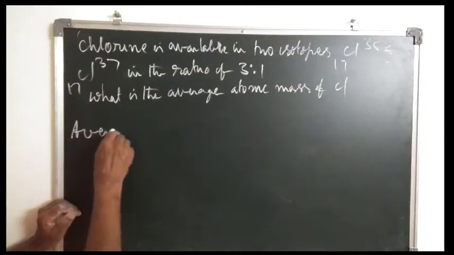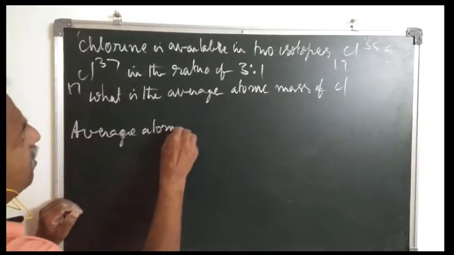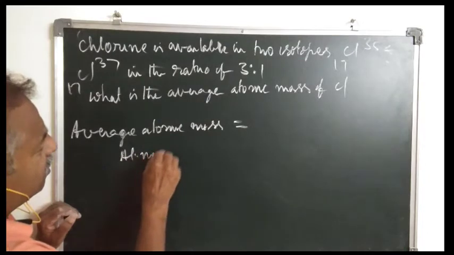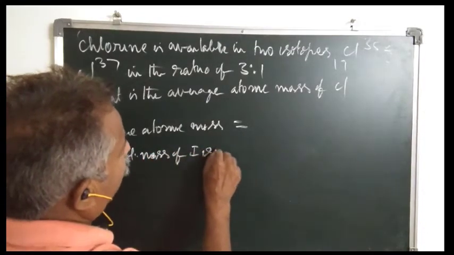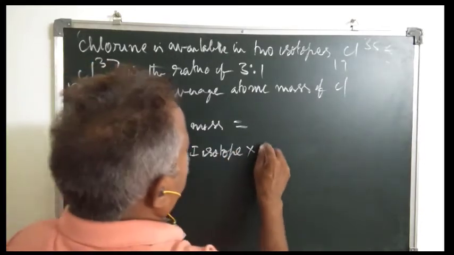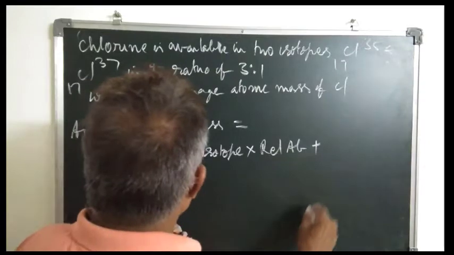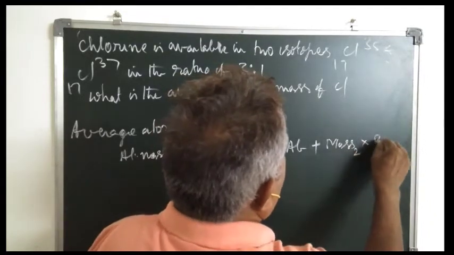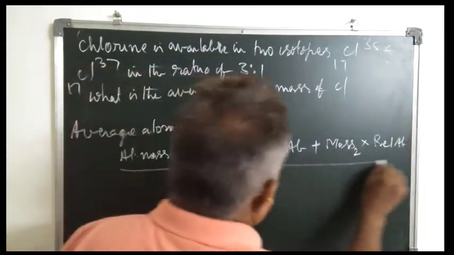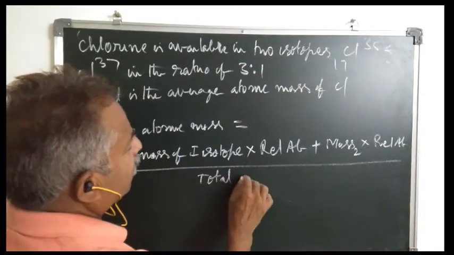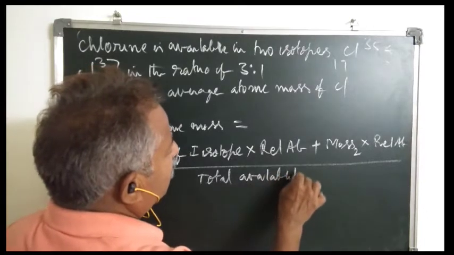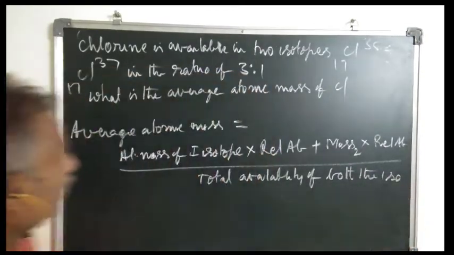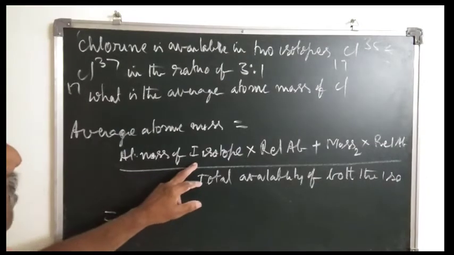Now, average atomic mass is given by atomic mass of first isotope into relative abundance plus atomic mass of second isotope into relative abundance, divided by total availability of both the isotopes.